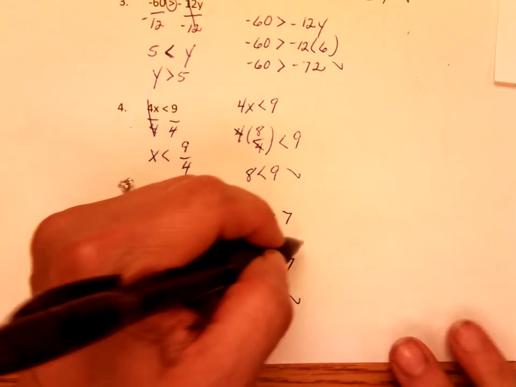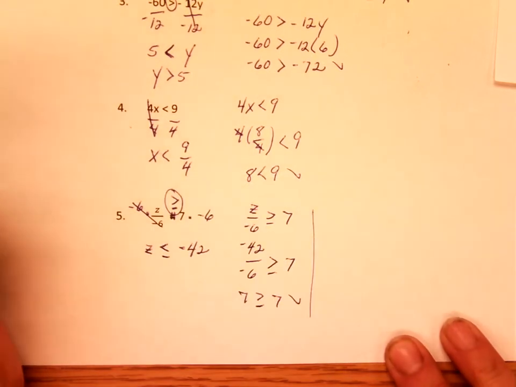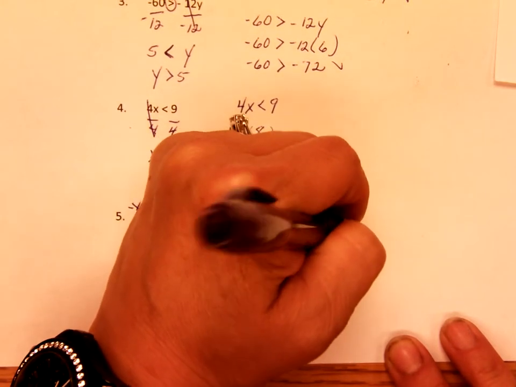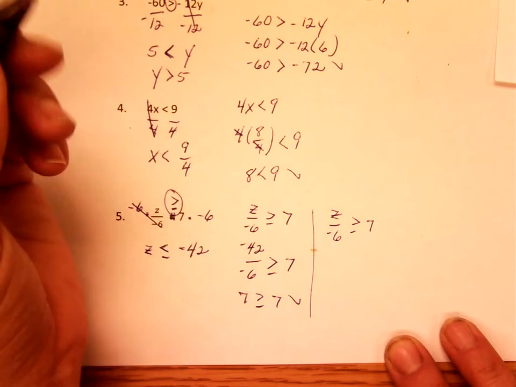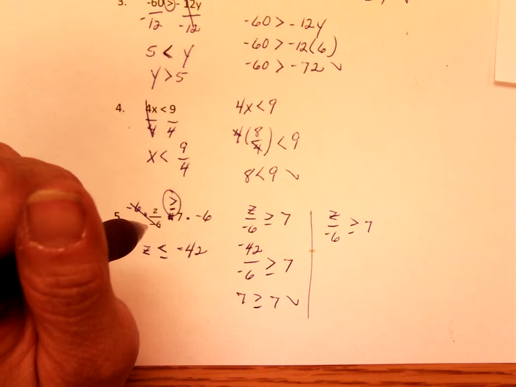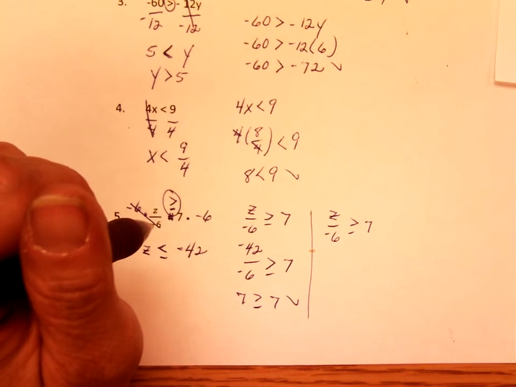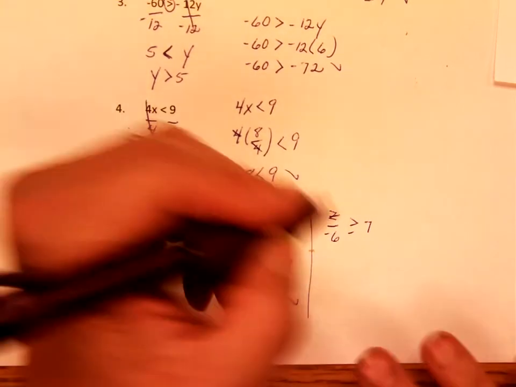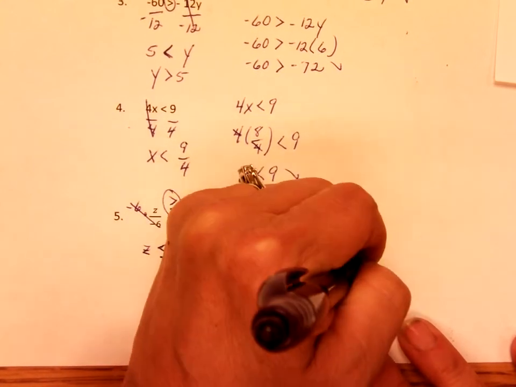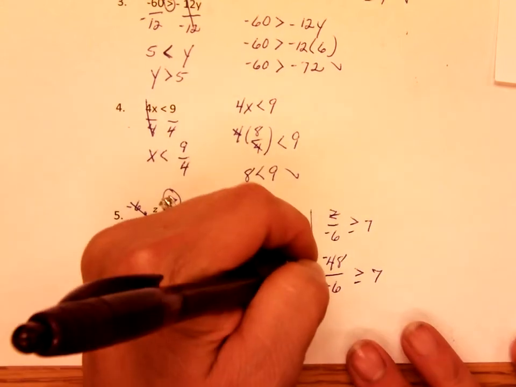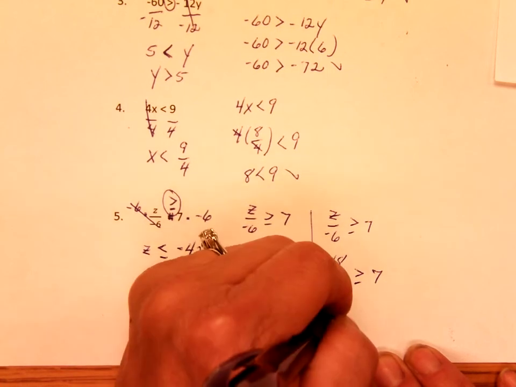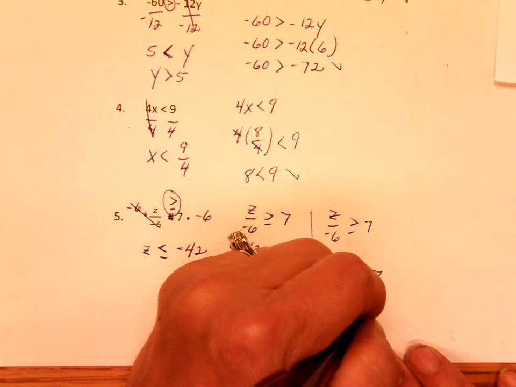Now to do the one that is less than negative 42, you have z divided by negative 6 is greater than or equal to 7. Think about a number that is less than negative 42, but 6 will go into it. Well, let's do negative 48. Negative 48 divided by negative 6 is greater than or equal to 7. Negative 48 divided by negative 6 is 8, is greater than or equal to 7, and that checks out.